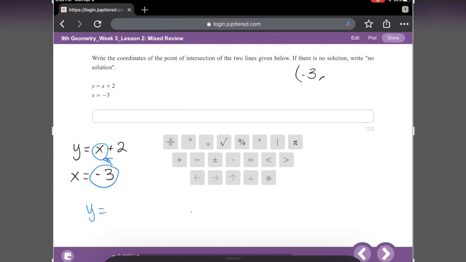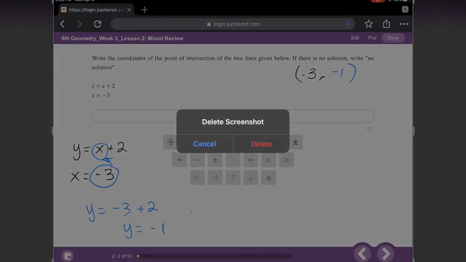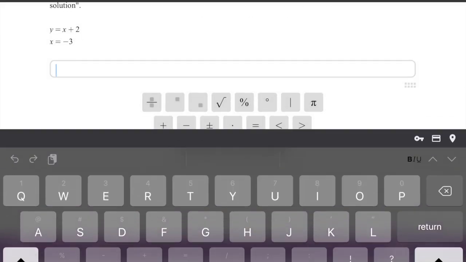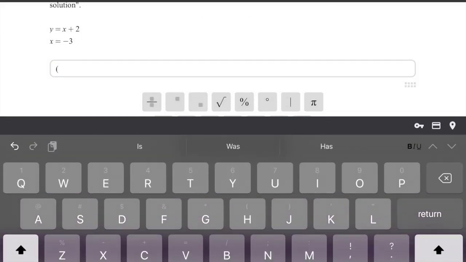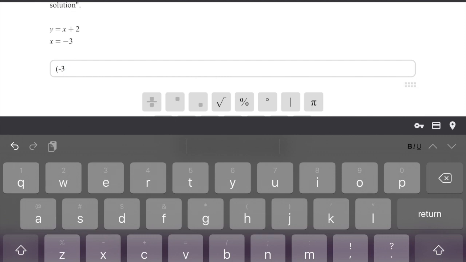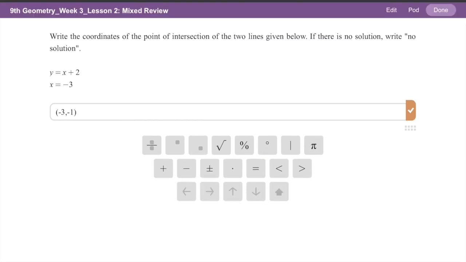Okay, and then we have y equals -3 plus 2. So y is equal to -1. Okay, and that's our ordered pair, -3, -1. So let's type that in. Okay, -3, -1. Okay, perfect. All right, let's move on to the next one.